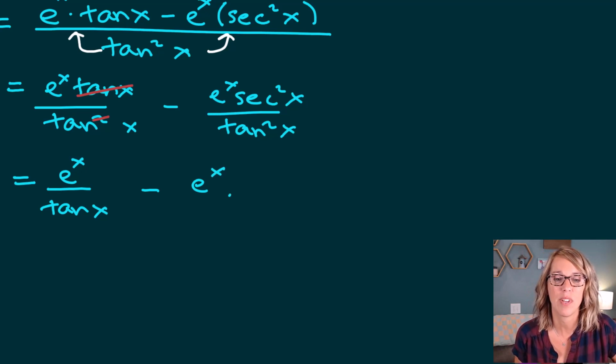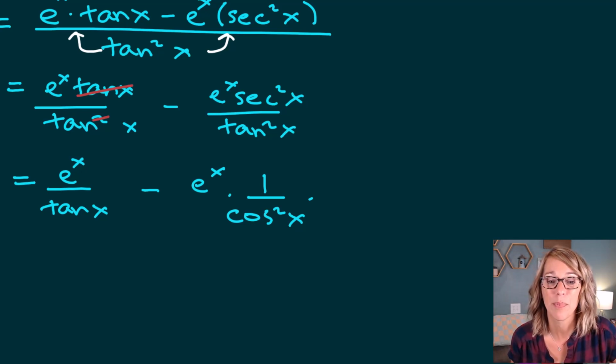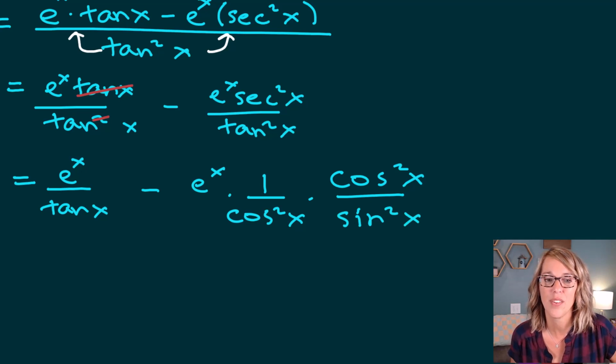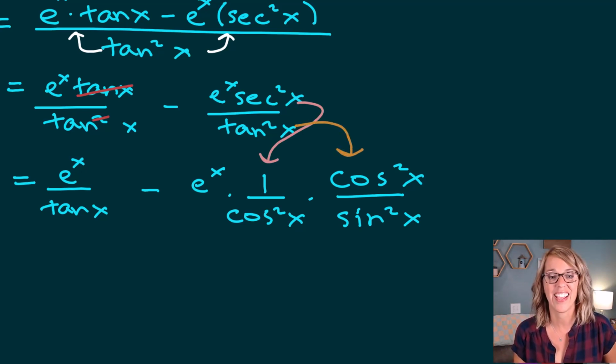The secant becomes 1 over cosine squared x. And the tangent squared is going to become, well, it's in the denominator, so it's going to be a reciprocal. So that's going to be cosine squared x over sine squared x. So as I follow those through, the secant is this one, the tan squared is that last fraction. Now, how nice is this? I can cancel these cosine squareds.